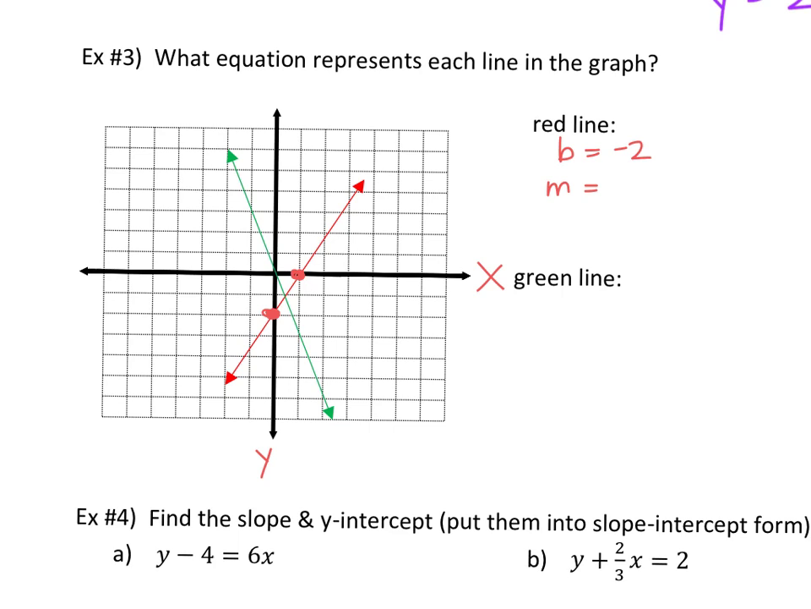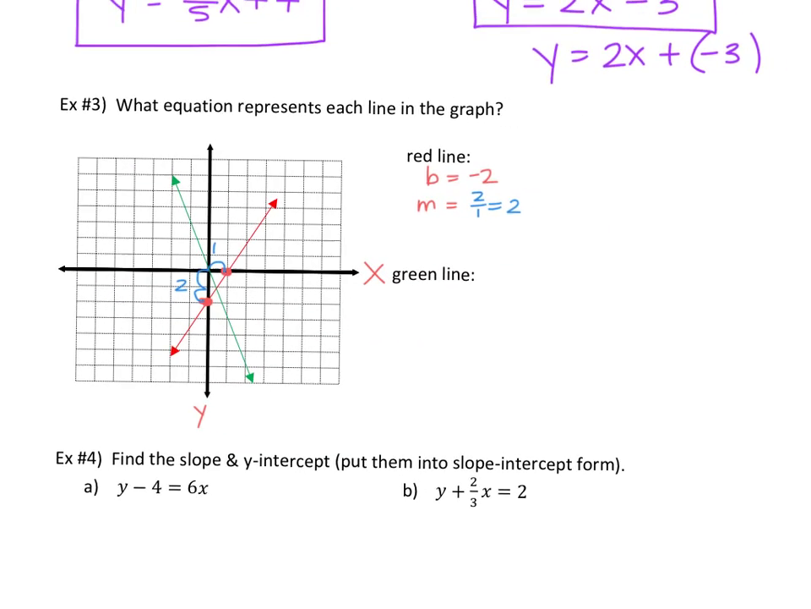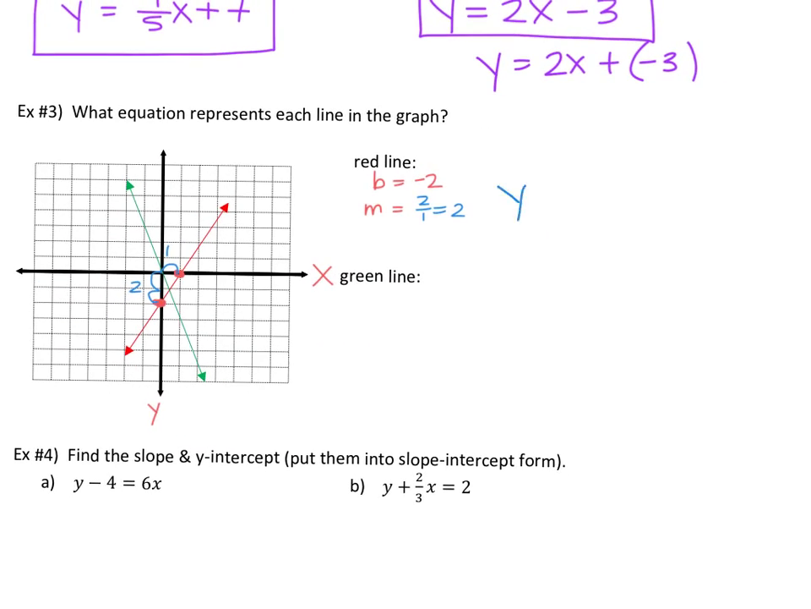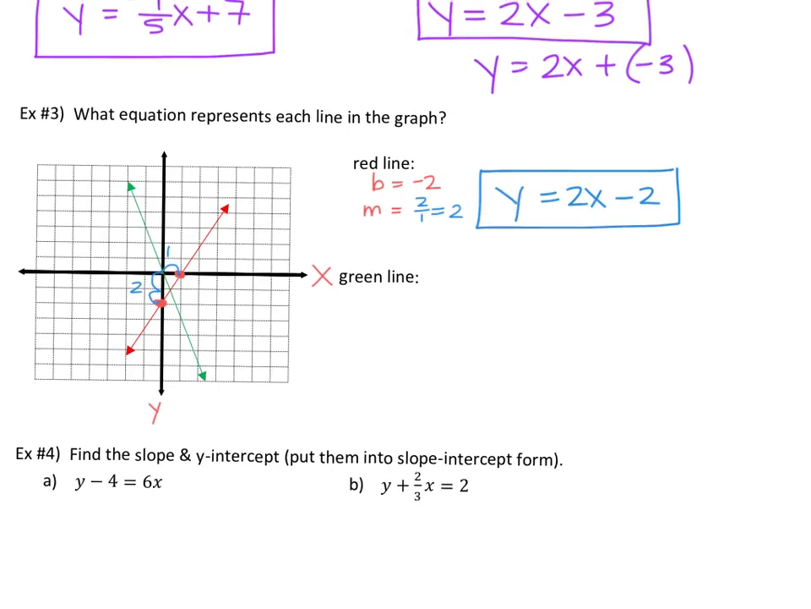2 over 1, right? You're going up 2, rise over run. So up 2 over 1 is 2 over 1, or you can just call that 2. If we're trying to come up with the equation for that line, we have a slope, we have a y-intercept, we're going to put it into slope-intercept. What's that going to look like? Yes, y equals 2x minus 2. Does that make sense?